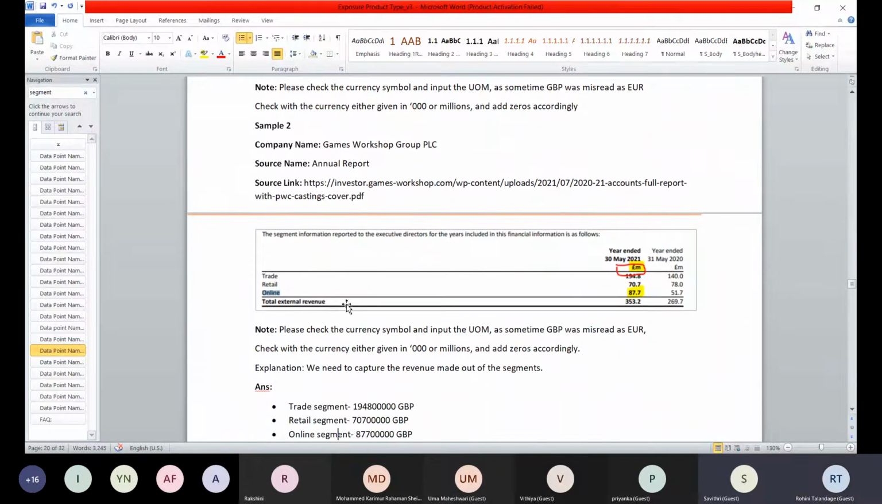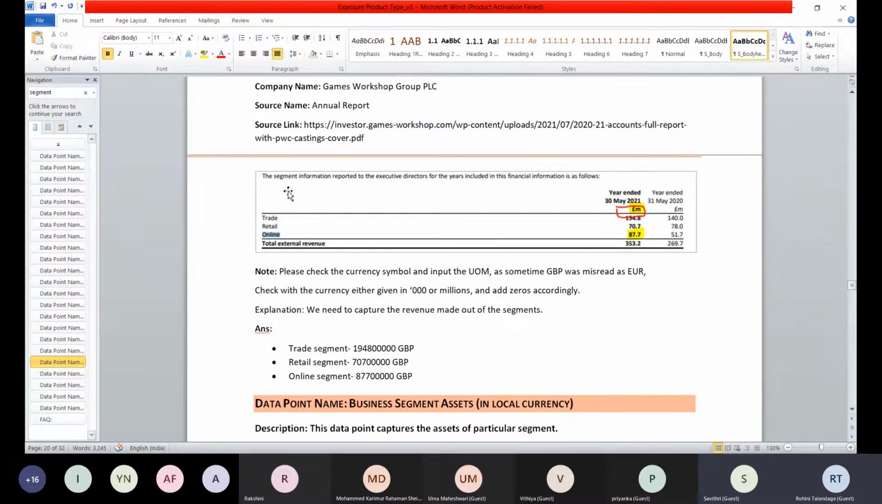Now here we have one more example. Now they have given it like segment information reported. Here they have these three segments, and for that they have given the revenue breakdown. And here they are saying it in millions, GBP millions, Great Britain pounds. So you have to add the six zeros here. You have to take this also, and you have to add six zeros with that. Okay. Any doubt in this?